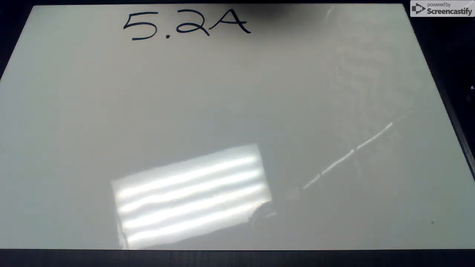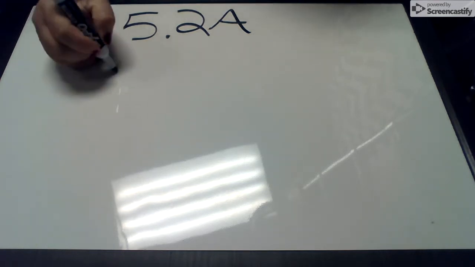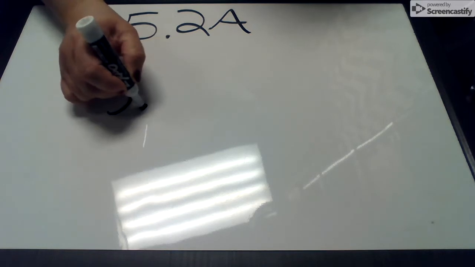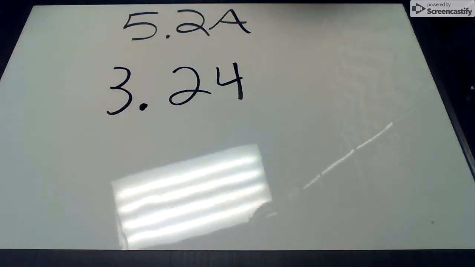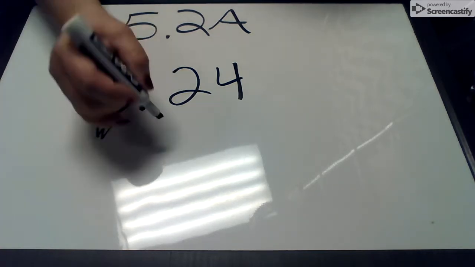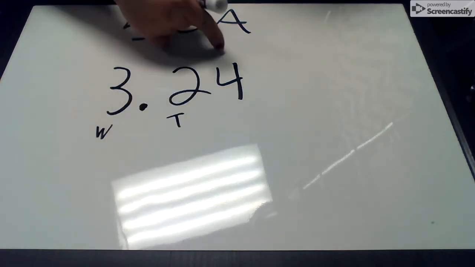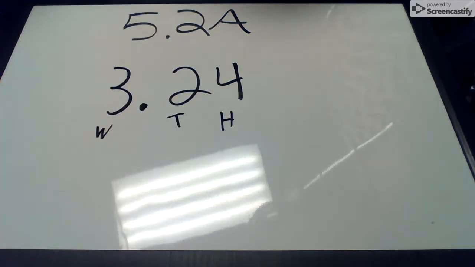Okay, so I'm going to do a mini lesson on 5.2a, which is identifying the value of digits using expanded notation and expanded form. And so I'm going to start with, if I had 3 and 24 hundredths, that would mean 3 wholes, 2 tenths, and 4 hundredths. We would read that as 3 and 24 hundredths.